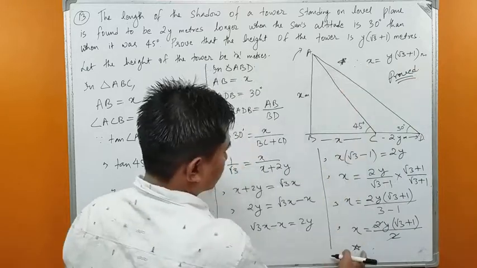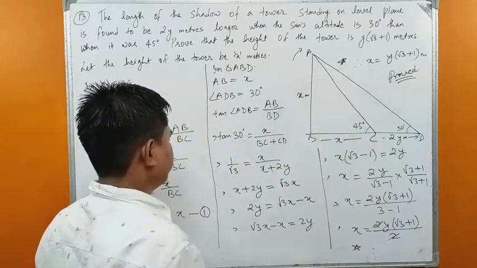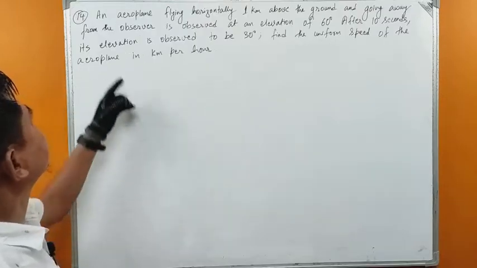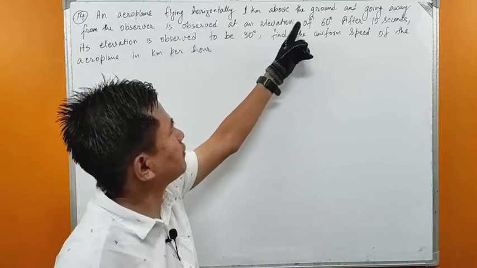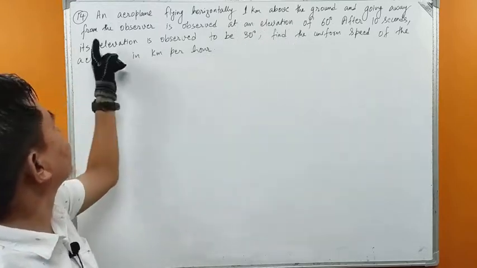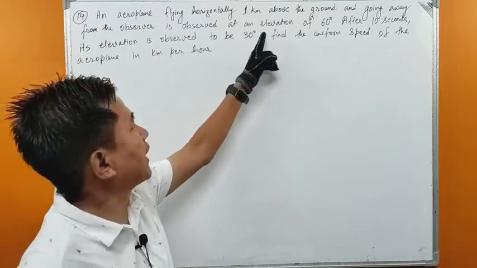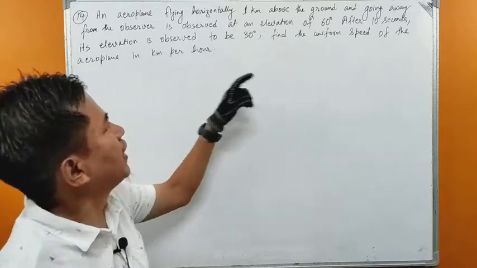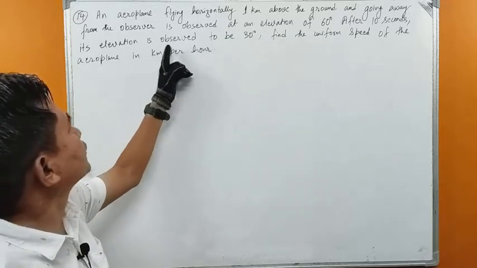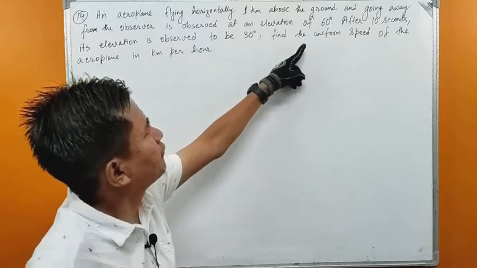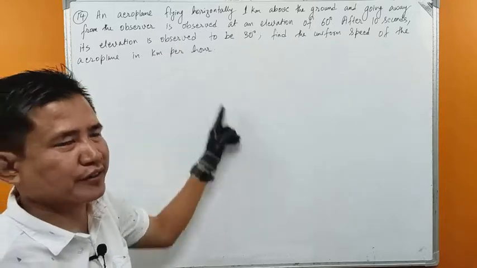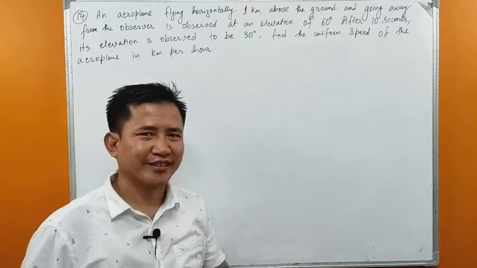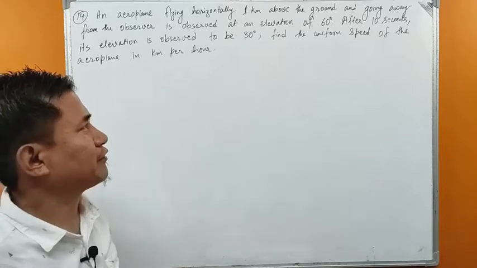Okay, from this point I started here. Question number 14. An aeroplane flying horizontally 1 kilometer above the ground and going away from the observer is observed at an elevation of 60 degrees. After 10 seconds, its elevation is observed to be 30 degrees. Find the uniform speed of the aeroplane in kilometer per hour. Okay, so we are asked to find the speed of the aeroplane in kilometer per hour, isn't it?